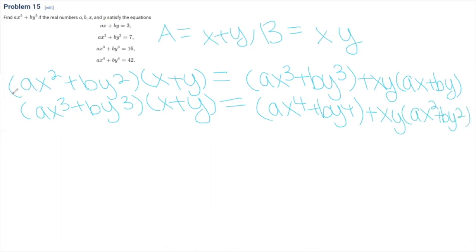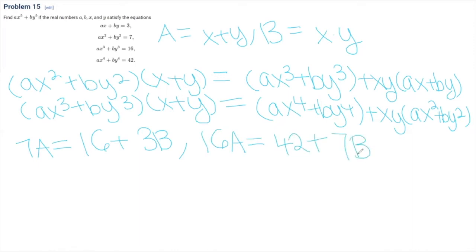So now, because ax squared plus by squared is 7 by given, we have 7 times big A is equal to 16 plus 3 times big B, and this is from the first equation, and from the second equation we have 16 times big A is equal to 42 plus 7 times big B.